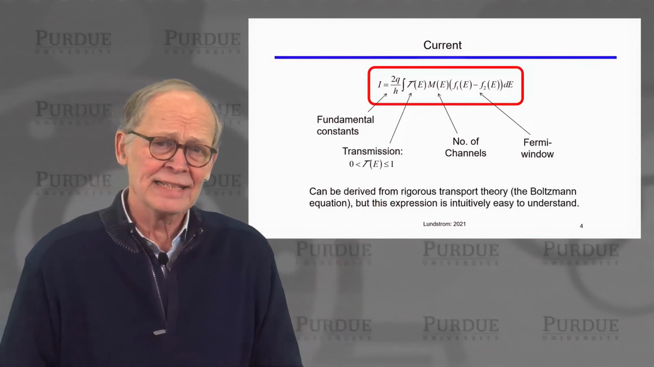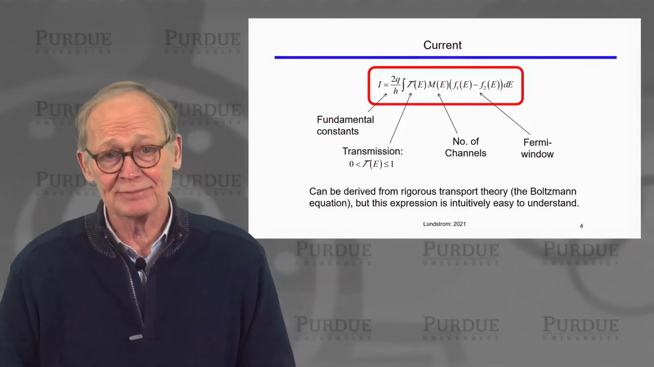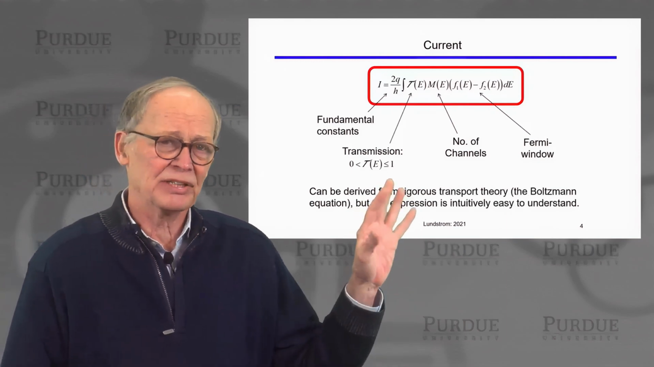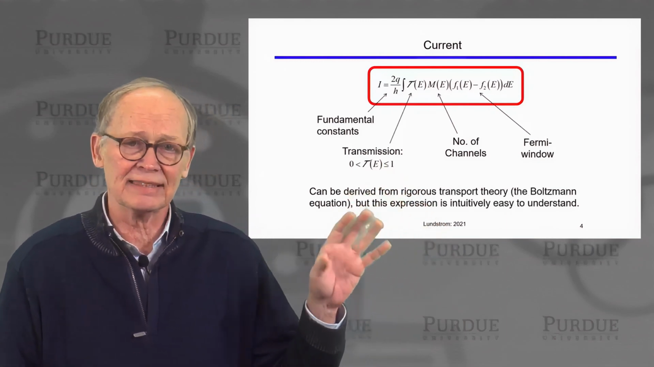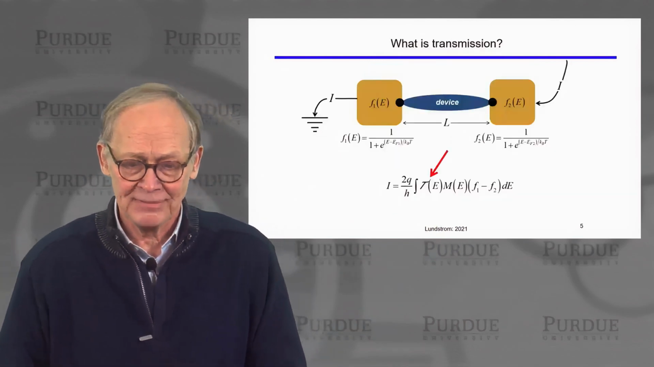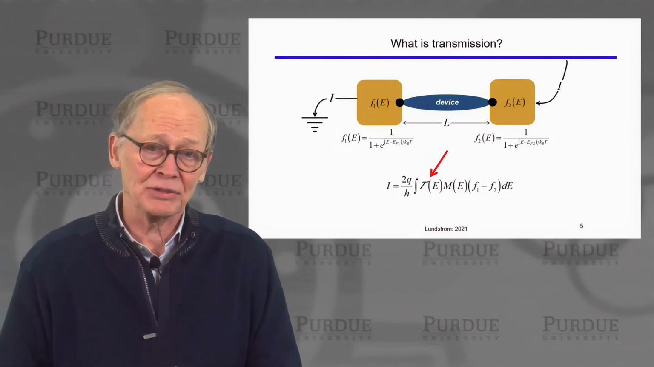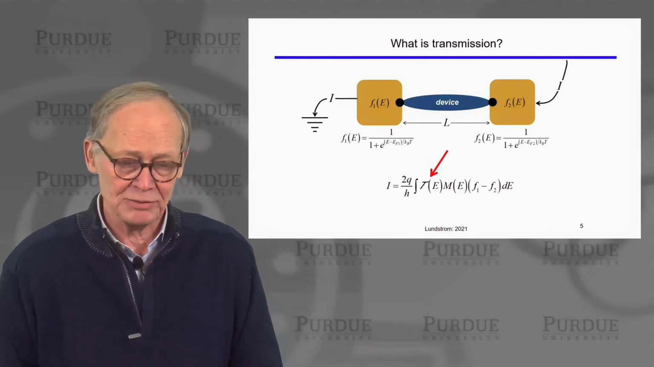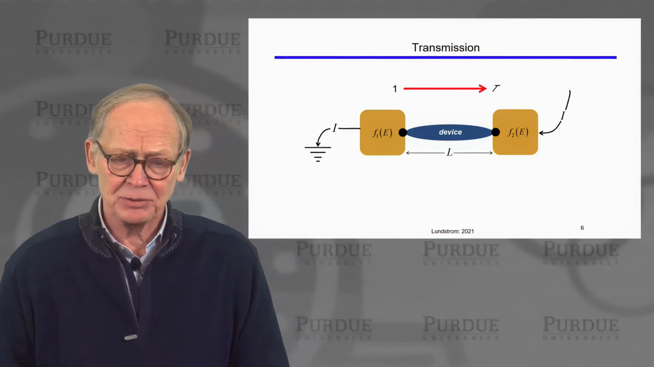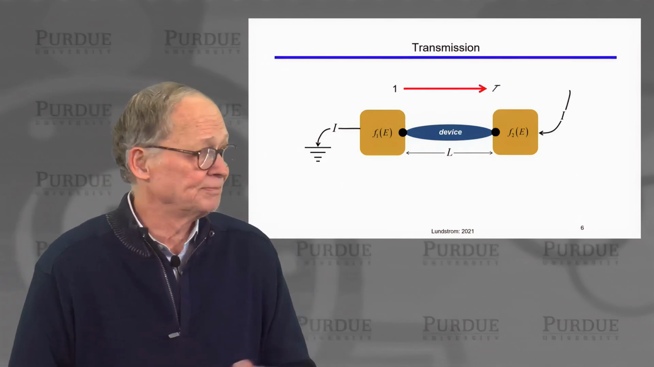Now, this expression can be derived rigorously. For example, we could derive it from the Boltzmann transport equation, but we're going to see that it's intuitive and easy for us to use, and we'll just make use of this equation. Let's talk about some of the parameters in our current equation. The first one is the transmission. So the transmission is simply a number between 0 and 1.